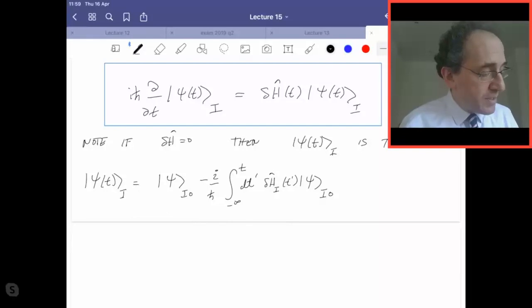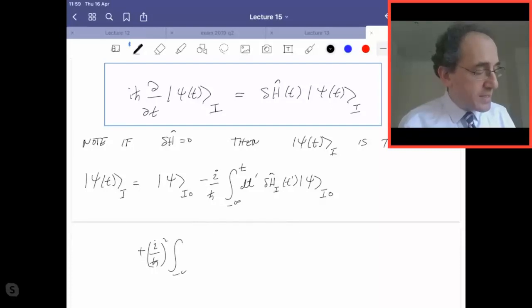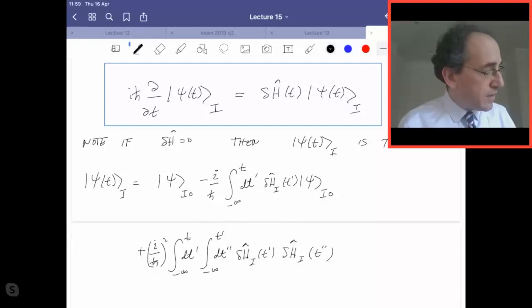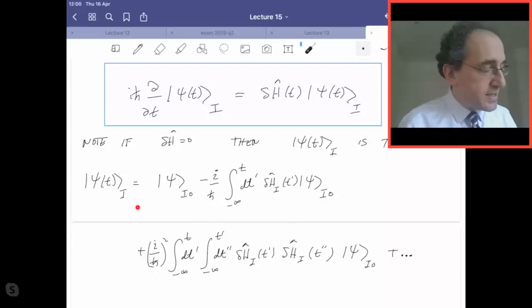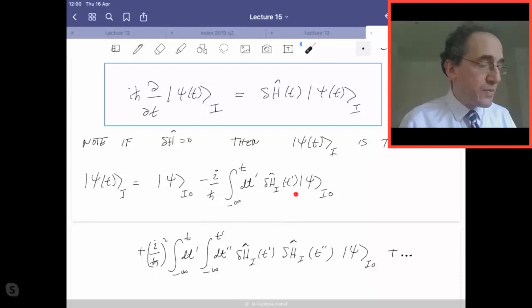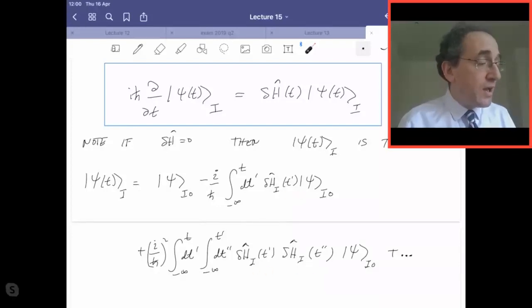Let's write just the next higher order term, just so you can see how it works. Plus i over h bar squared, an integral from minus infinity to t, dt prime, integral from minus infinity to t prime, dt double prime. Then we have delta H interaction rep of t prime, delta H interaction rep of t double prime, and this all applied to psi I zero, plus dot dot dot. So how do we know that this is a solution? It's this formal series solution, which is order by order in delta H. This is zeroth order in delta H, this is first order, this is second order, and it solves the time-dependent Schrodinger equation order by order.